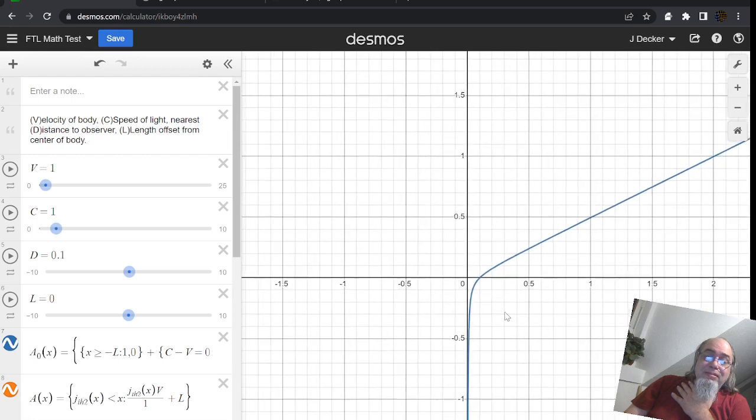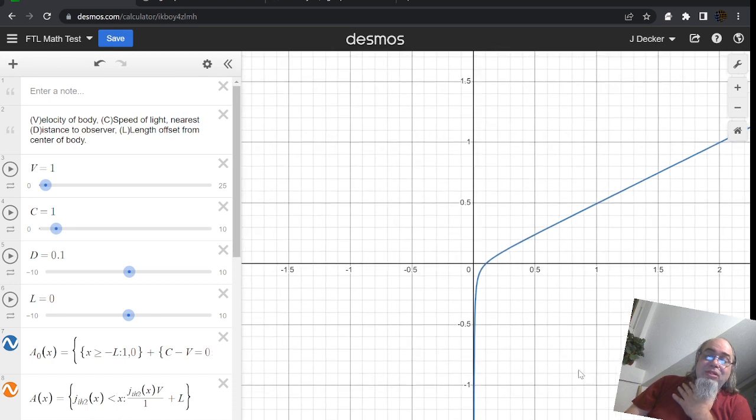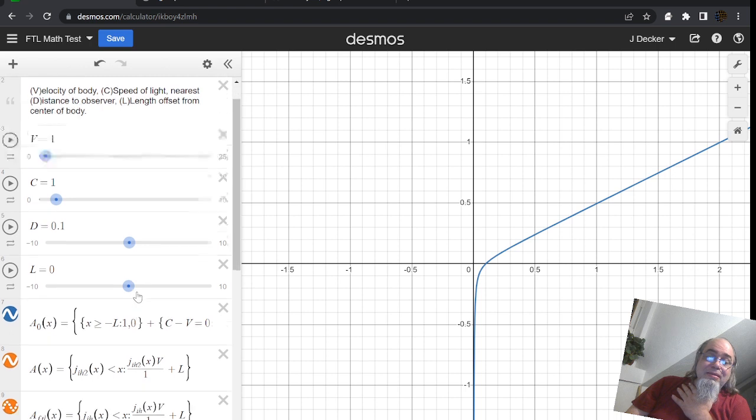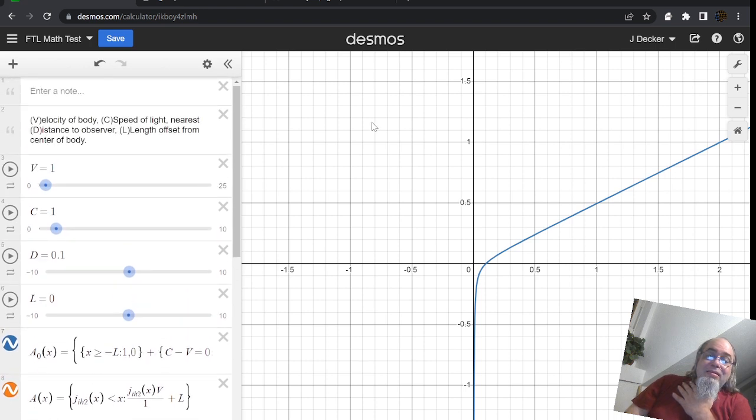This graph is time across the x-axis and position along the y-axis. I could wish that it was turned sideways, but f of x is easier to write this way. And I could change the speed of light, so then what's observed and for its position changes.